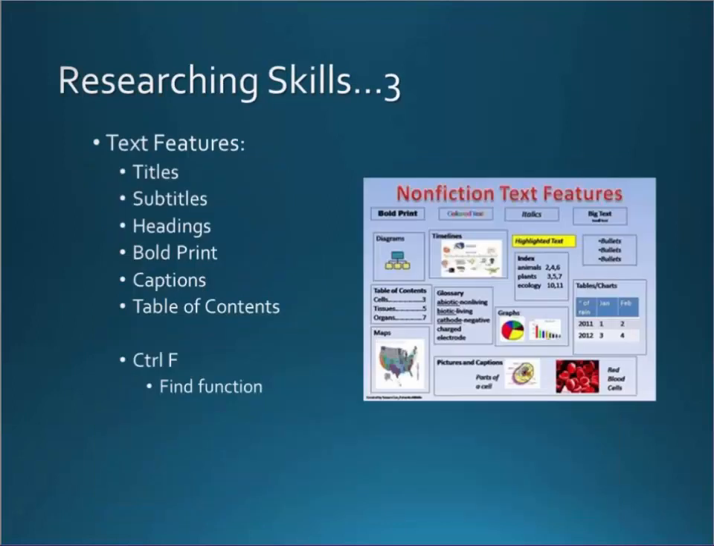Okay, text features. If anybody's ever read a nonfiction book, you should know what text features are. They're things we use to find information quickly when you look at a big page in a nonfiction book. You're going to be looking for titles and subtitles and headings, print that's bolded. Captions are the little information beside and underneath pictures. A table of contents will help you find the page for the information you're looking for. On the internet, these text features are there as well. Most web pages you go to are going to have these text features too.